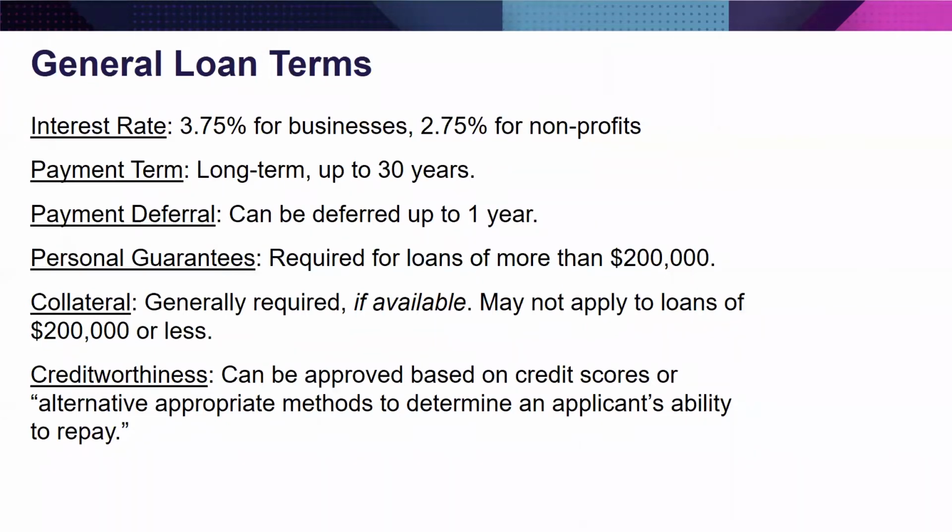Collateral, the rule is it's generally required if available. They may not apply that rule to loans that don't have to have personal guarantees, but that's not clear. It was not specifically addressed in the CARES Act. I think that was the intent, though, and so they may not be requiring that. The CARES Act lessened what's necessary in order to approve these. It can be based on credit scores or other information. It's all part of the process to try and streamline these and get the money out.